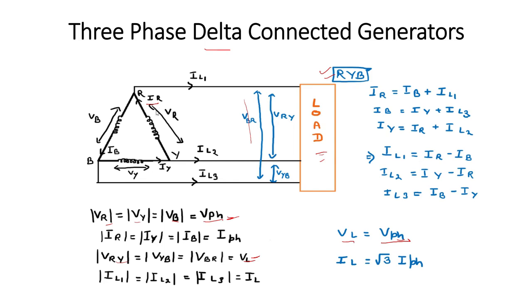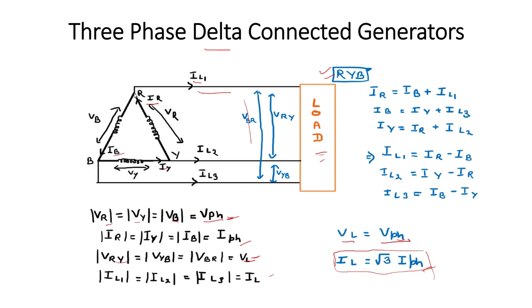Then IR, IY, IB are the phase currents whose magnitude is Iph, and IL1, IL2, IL3 are the currents in the line. So these are the line currents. Their magnitude is IL. And for delta connected generators, we all know that IL is equal to root 3 times the phase current. And again, you will see this derivation in a few seconds.